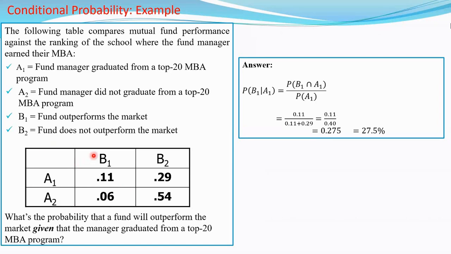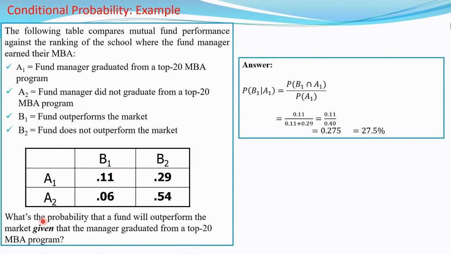So here A1 and B1 occurred at the same time. That means outperforming the market with graduation from the top 20. Here, not outperforming the market with graduation from the top 20. Similarly, these are the four probabilities.